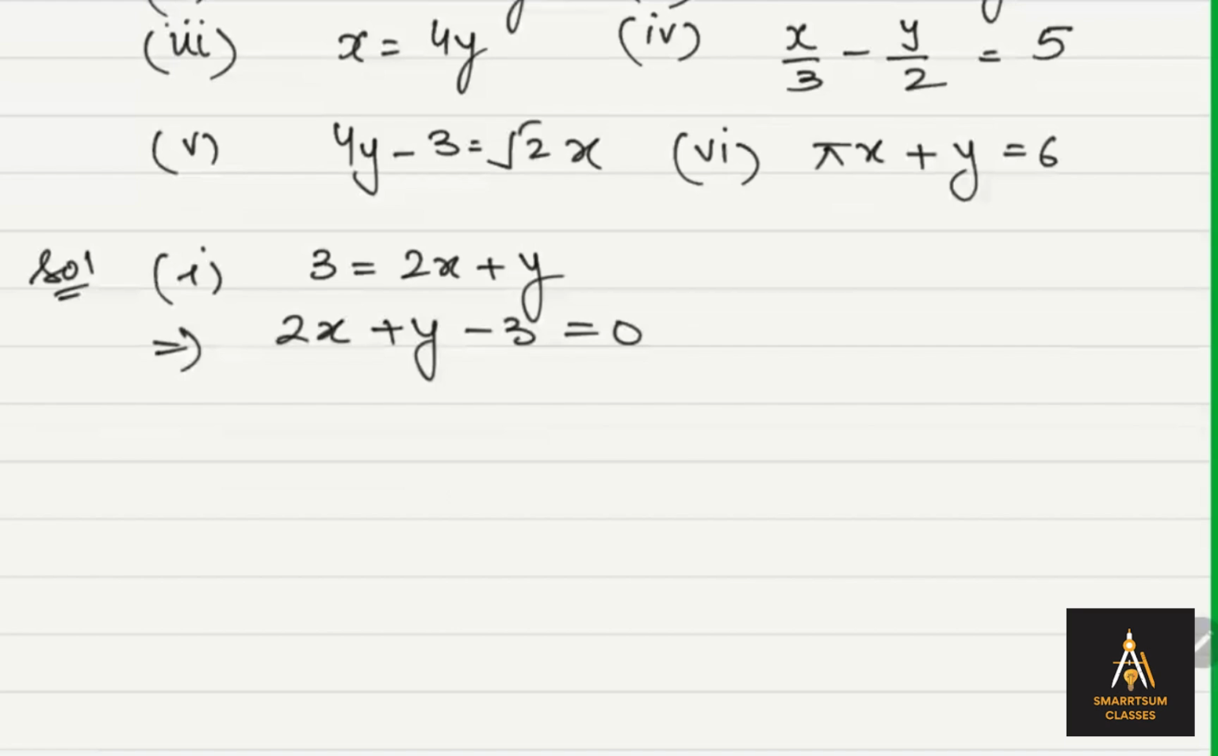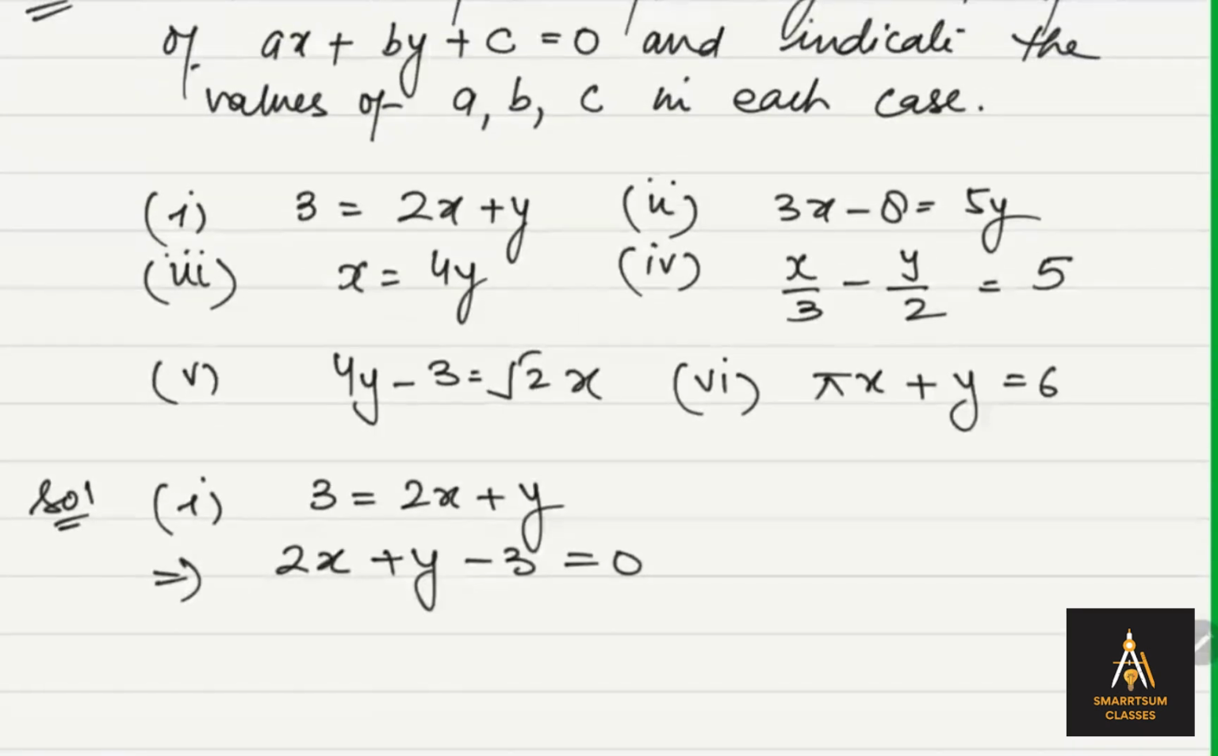Ma'am, don't we have to change the sign also? Yes, I have changed it. I have taken this 3 to that side, so it is negative now, and that's why you have 0 here.